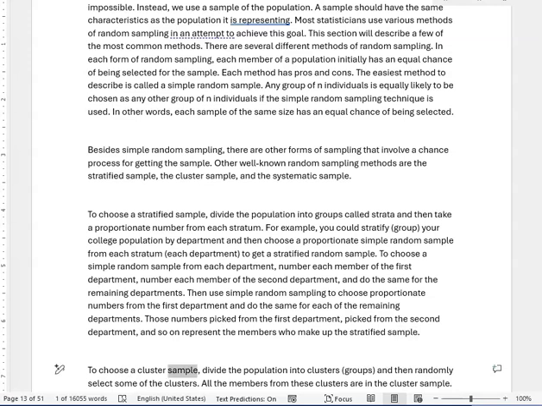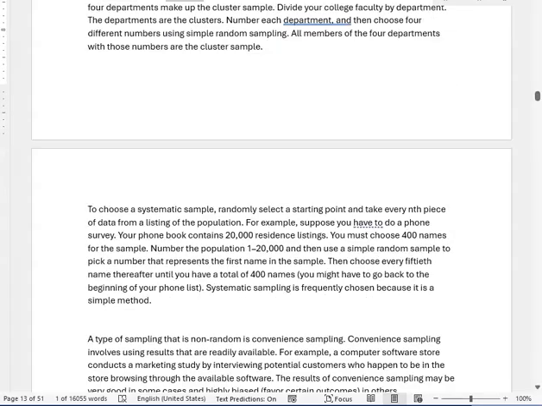To choose a cluster sample, divide the population into clusters, groups, and then randomly select some of the clusters. All the members from these clusters are in the cluster sample. For example, if you randomly sample 4 departments from your college population, the 4 departments make up the cluster sample. Divide your college faculty by department. The departments are the clusters. Number each department, and then choose 4 different numbers using simple random sampling. All members of the 4 departments with those numbers are the cluster sample.